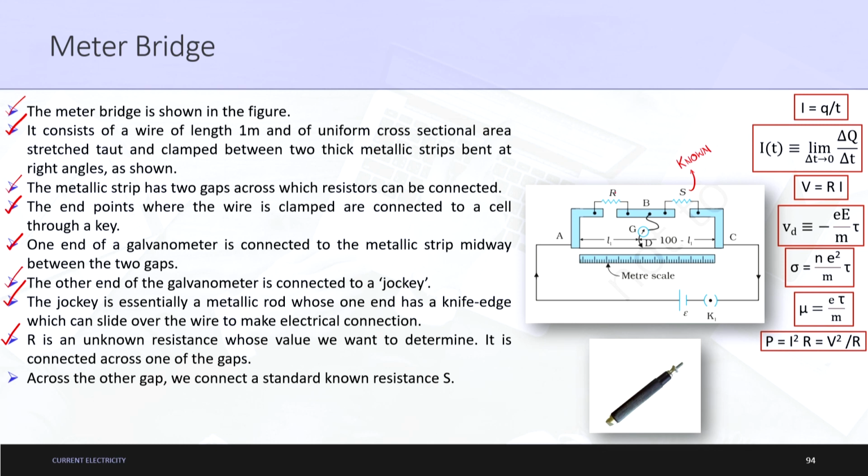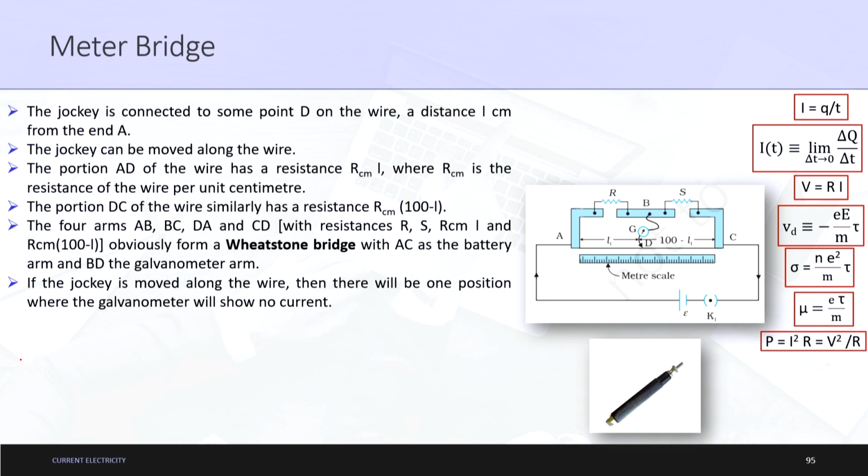And this value is unknown. Across the other gap we connect a standard known resistance S. So this is explained. Let's move on. I explained to you the complete diagram of what is happening here in the meter bridge.